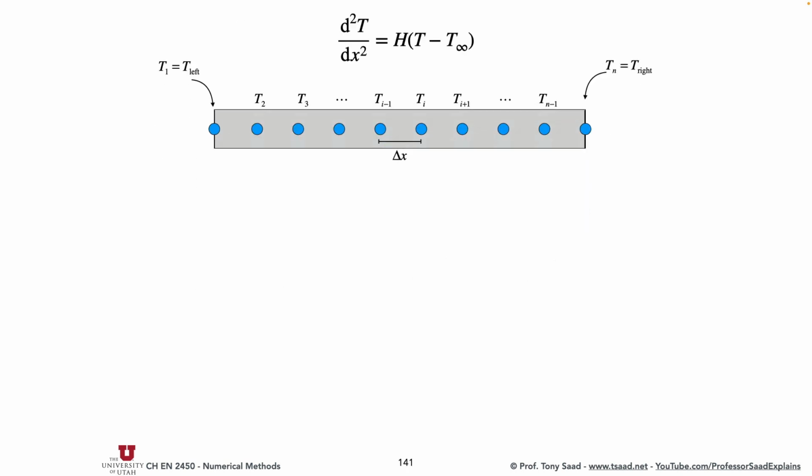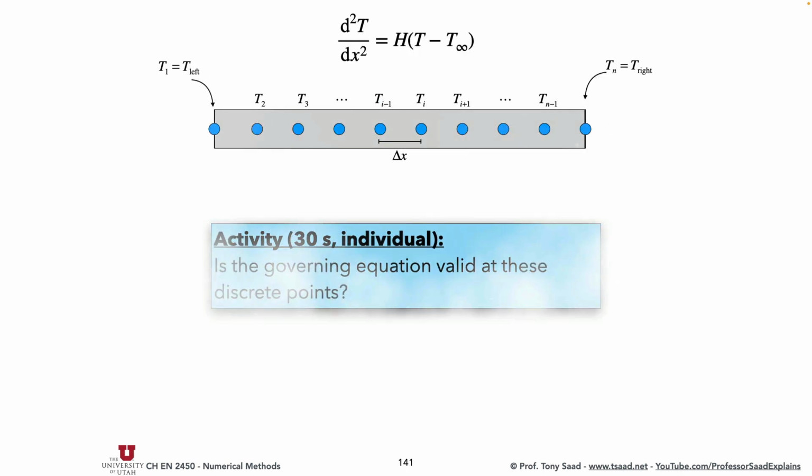So now my question to you, based on the initial value problem discussion on Tuesday, when we did forward Euler, etc. Now the question: is the governing equation, this T double prime equals h(T minus T infinity), valid at all of those points?